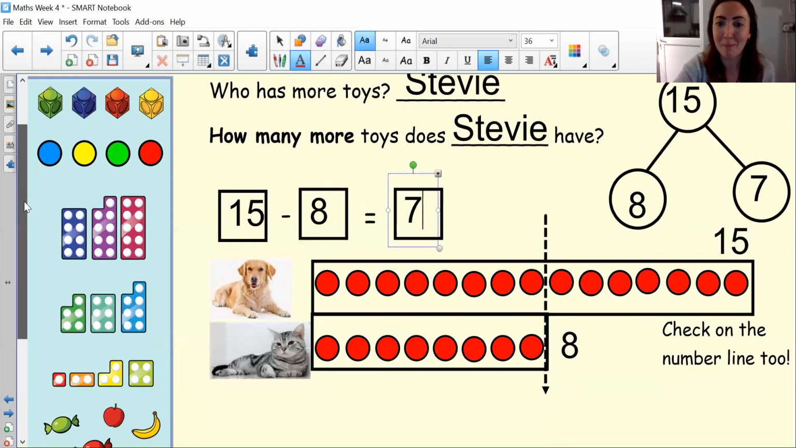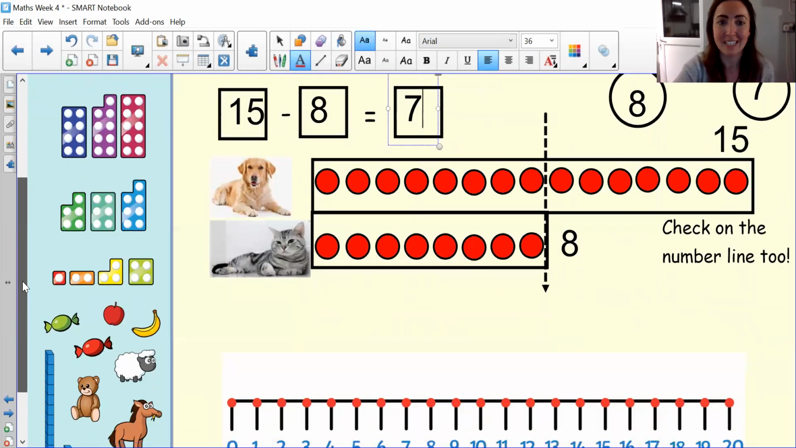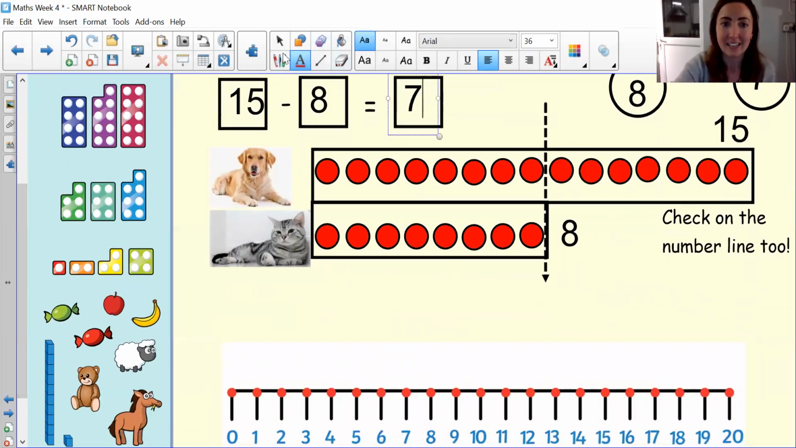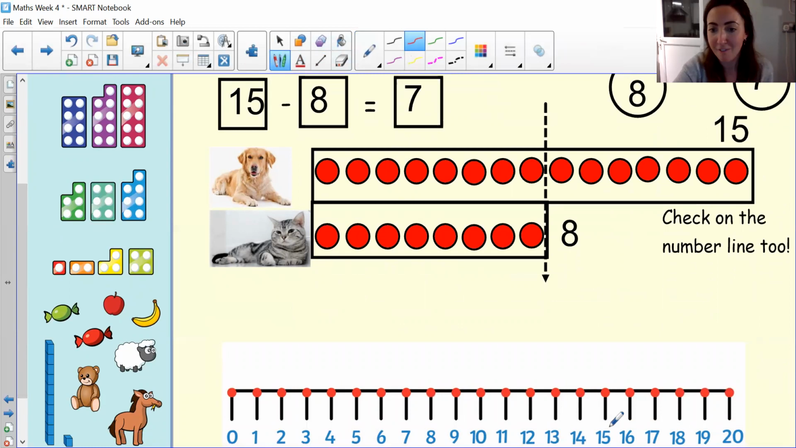And shall we check on the number line as well? So 15 take away 8. Let's start at 15. Subtract 8. 1, 2, 3, 4, 5, 6, 7, 8. And sure enough, there we are, we land on 7.